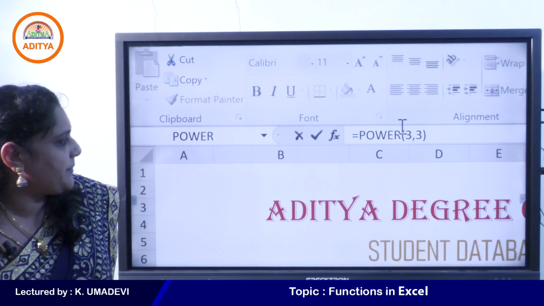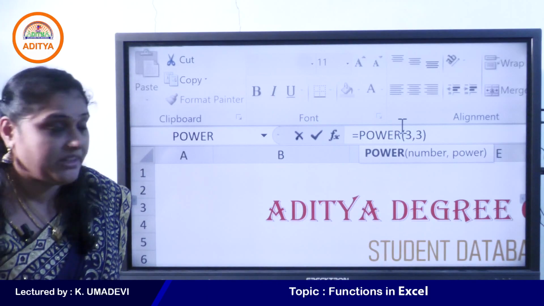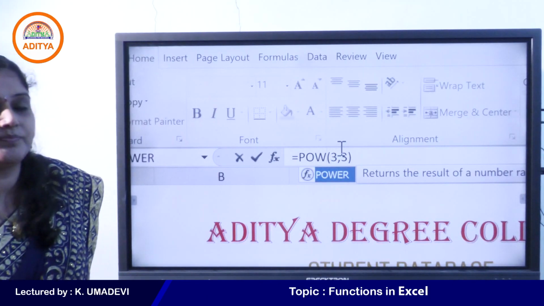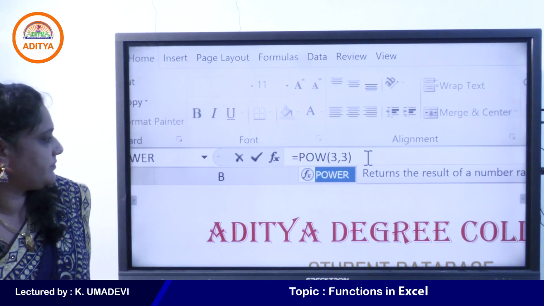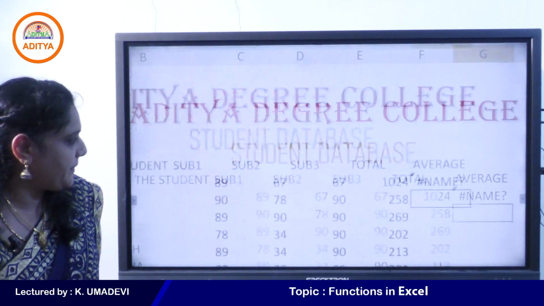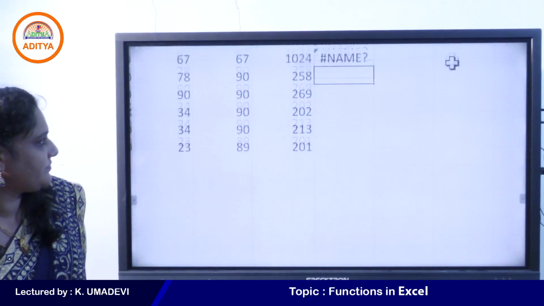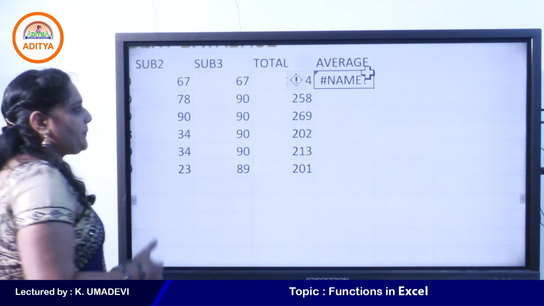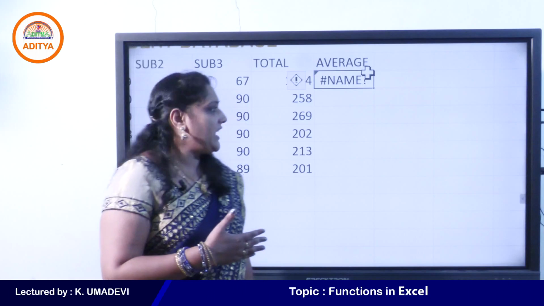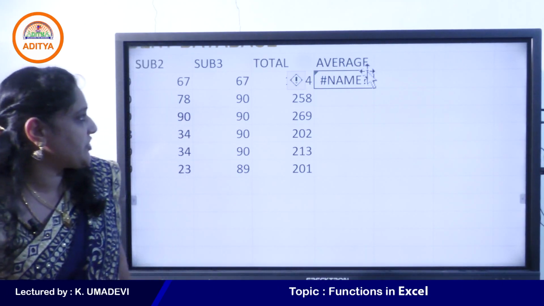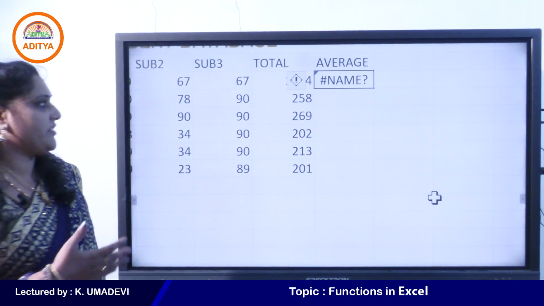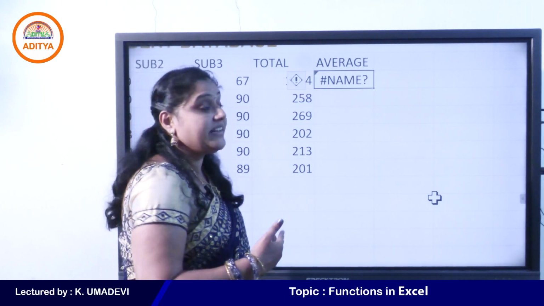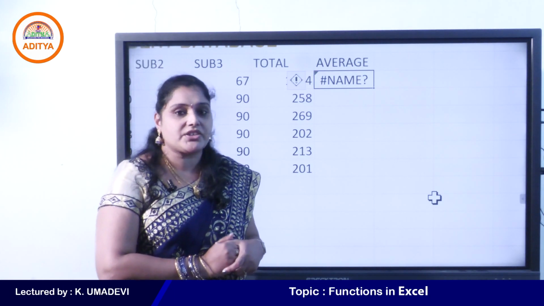Okay. For example, here I'll just remove ER. And I'll press enter. See, what is the message here? Yes. So it represents an error. Hash name exclamatory mark, like question mark, right? Hash name question mark indicates that there is an error with the function.